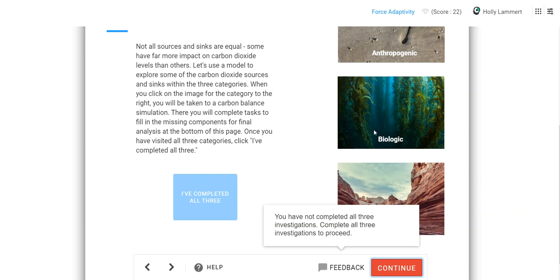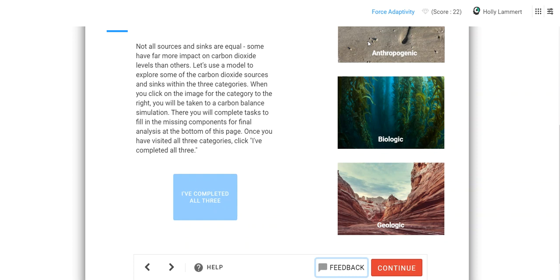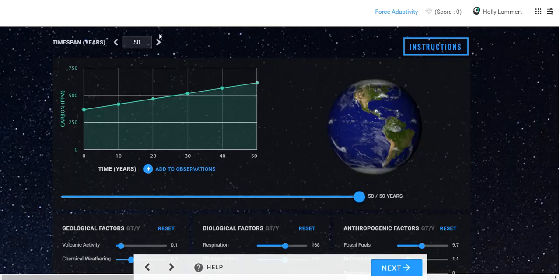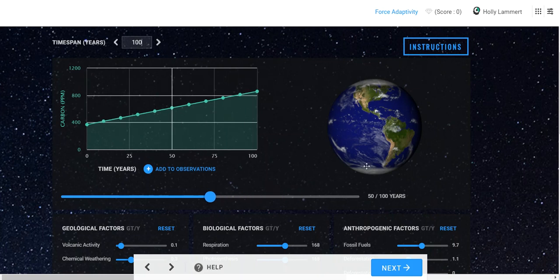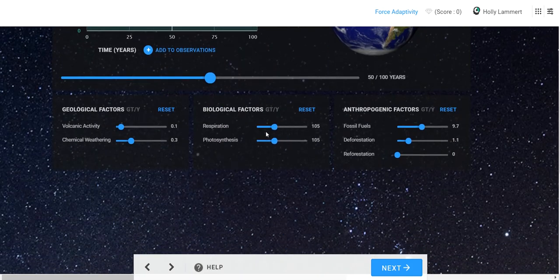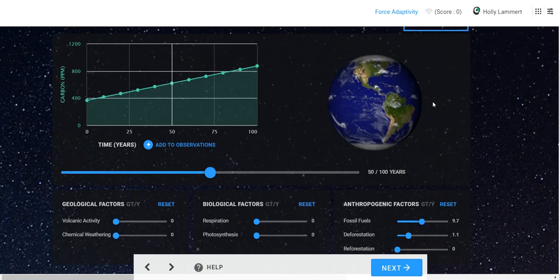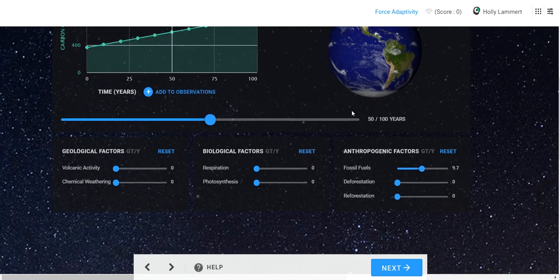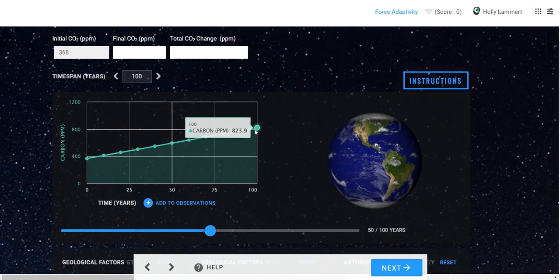All right, and then let's look at our final one, which is anthropogenic. Again, we're doing the same thing, so we're going out 100 years. We're going to set all these to 0, and then we're going to test individually one by one. So let's start with fossil fuels. We'll set deforestation and reforestation to 0. We'll measure our final 823.9. And go ahead and do your math. Maybe challenge yourself to do it without a calculator.